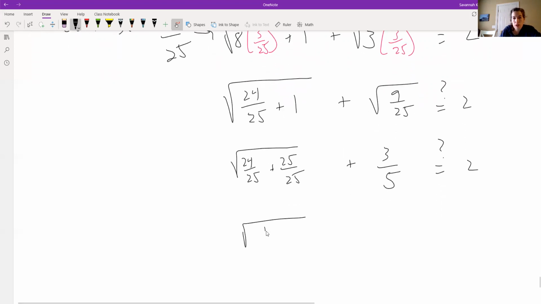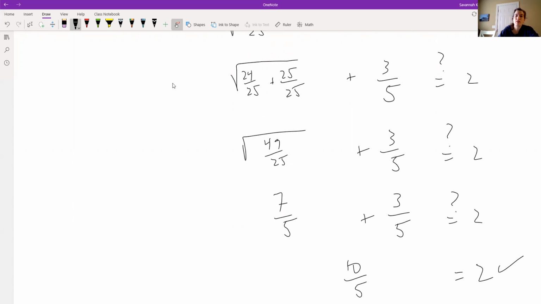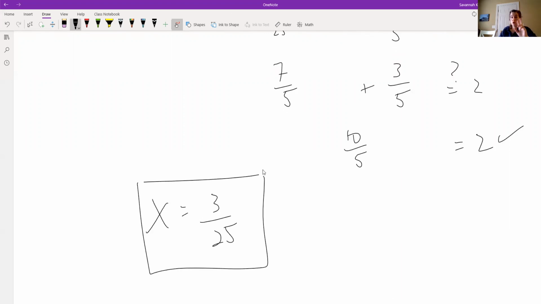Okay, so 49/25. Does all of this equal 2? Simplify it down, I get 7/5 plus 3/5. I'm feeling positive about this. This is looking good. 10/5. It does equal 2. Okay, so x equals 3/25. So that's sort of a worst case scenario when you have 2 roots.